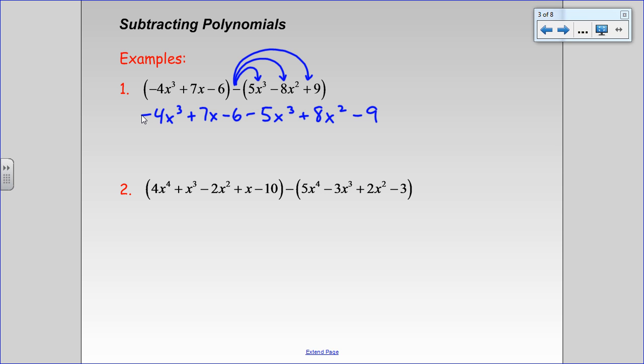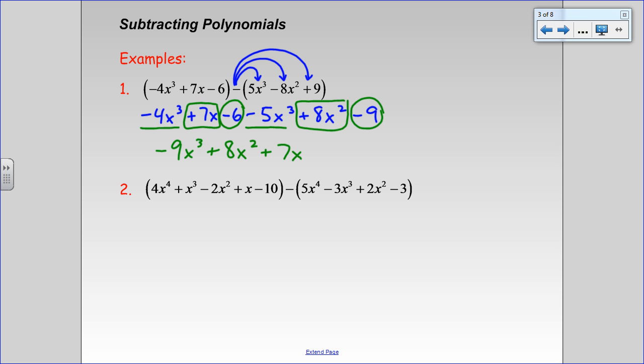Now we can combine the like terms. -4x cubed and -5x cubed is -9x cubed. We have a +8x squared and no other like terms. We also have +7x and no other like terms. And finally, combining the constants, we have -6 plus -9, which is -15. So our answer is -9x cubed plus 8x squared plus 7x minus 15.